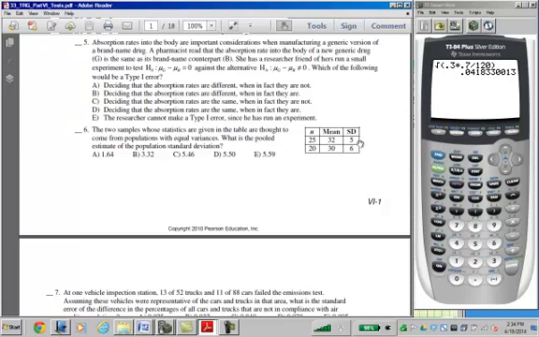What is a type 1 error? You reject the null when the null is true. Deciding the absorption rates are different would be rejecting the null when in fact they are not. A is the correct answer. B, deciding the absorption rates are different when in fact they are. That would be a correct conclusion, not an error. C, deciding that the absorption rates are the same when in fact they are not.